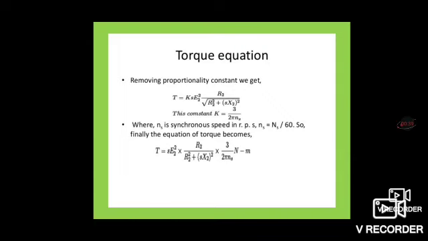The torque unit is Newton meter. So torque equals s E2 squared R2 divided by R2 squared plus (sX2) the whole squared, times 3 divided by 2 pi Ns. It is the equation of the torque of the induction motor.